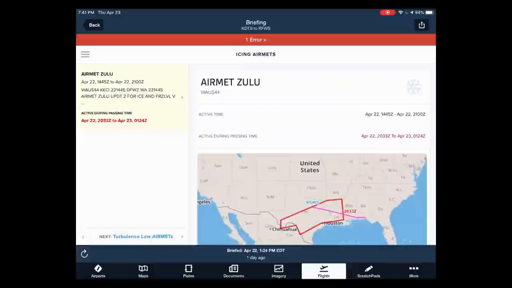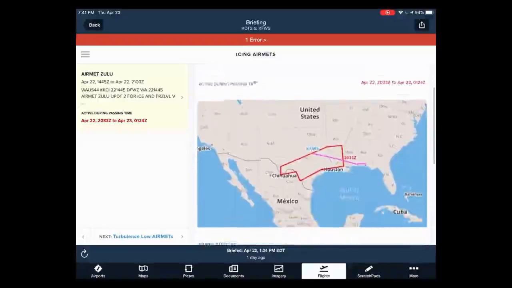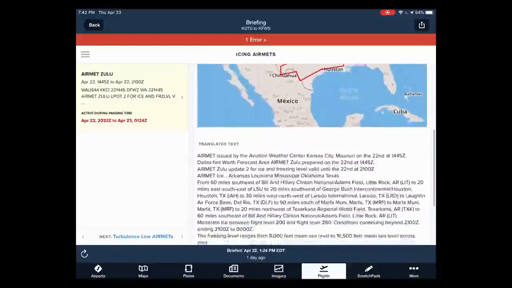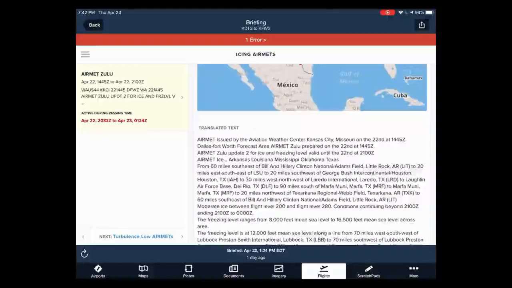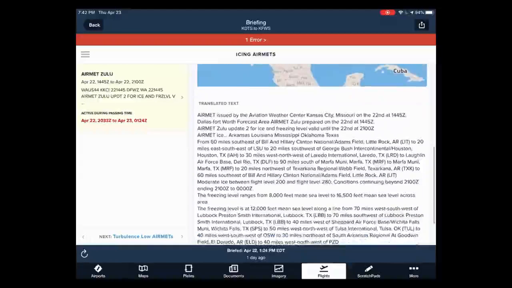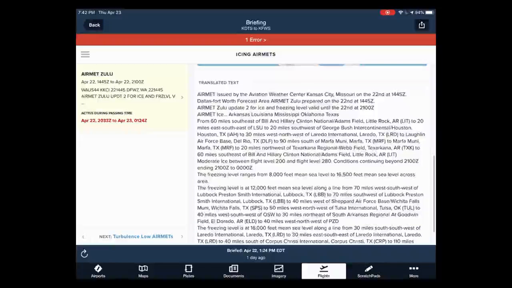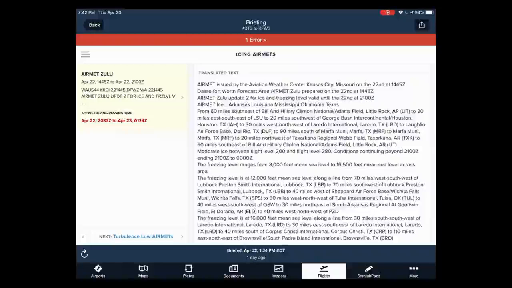All right, so next we've got an AIRMET Zulu. Another AIRMET, in this case, an AIRMET Zulu is for icing conditions. Same type of setup. Again, just to save time, we're going to scroll down and take a look. In this case, specifically, this AIRMET Zulu is for icing and freezing levels, valid until that same time frame. So they're coming out at the same time in conjunction with the AIRMET Sierra.